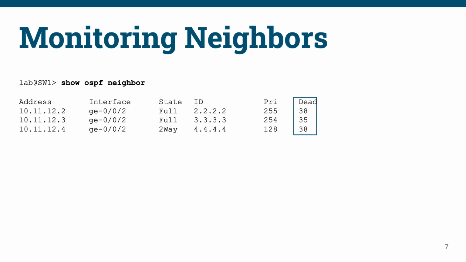Finally, the dead column displays a countdown timer in seconds. This is how many seconds remain before the neighboring router is considered dead, if another hello packet is not received. When a new hello packet is received, the timer will reset to the configured dead interval and begin counting down once again.